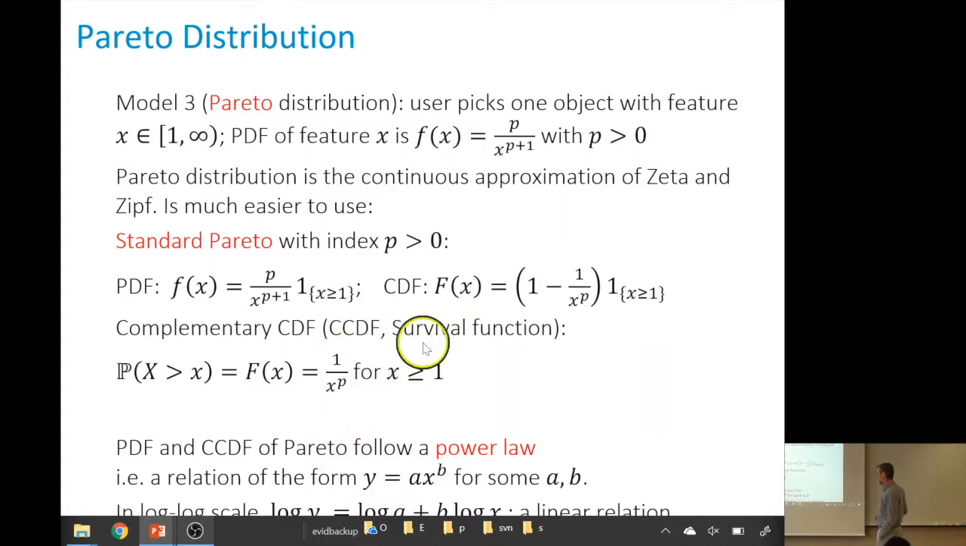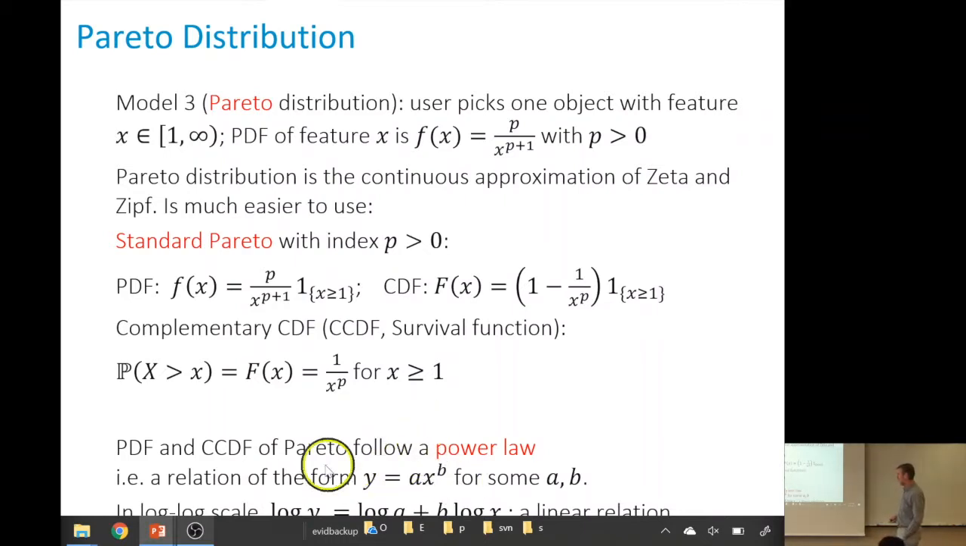So when we want to have a final look at the tail, we look very often at 1 minus the CDF, which is called the complementary CDF, which is equal to the probability of being larger than something here. This is simply 1 over x to the power p. So that's a very simple thing to remember about the Pareto distribution here. The PDF and the CCDF follow a power law. Power law means simply it's a power. Here, y, the f here, is x to the power minus p. So in general, that's the definition of a power law.